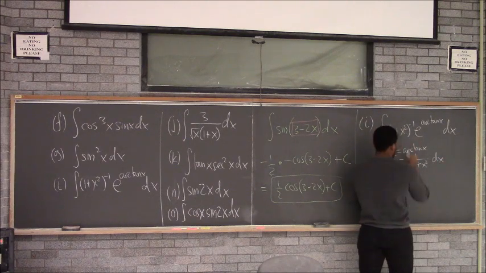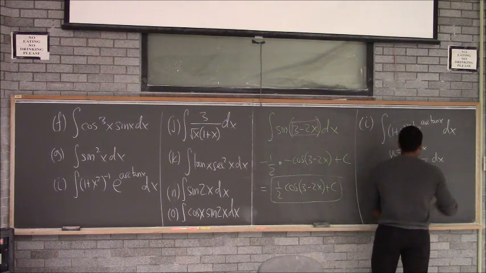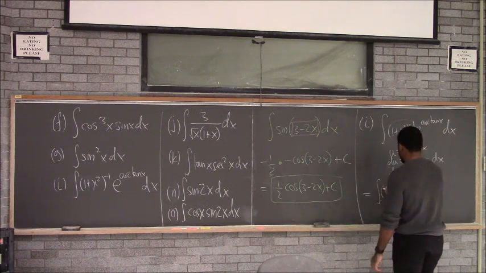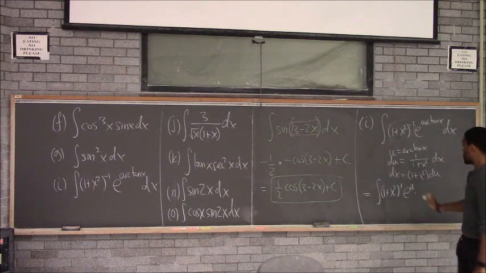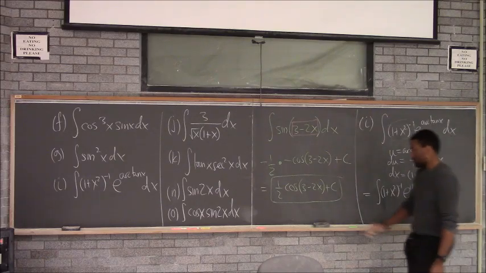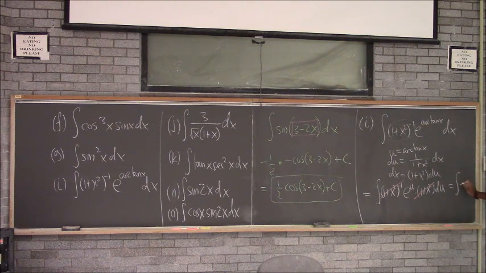So your du, that's what you have right here. Your du times parentheses 1 plus x squared equals dx. And you go and you plug that in. So this is 1 plus x squared to the minus 1, e to the u, times 1 plus x squared du. So the 1 plus x squared cross out. And then you get, that's just e to the u. And the integral of that is e to the u plus c.